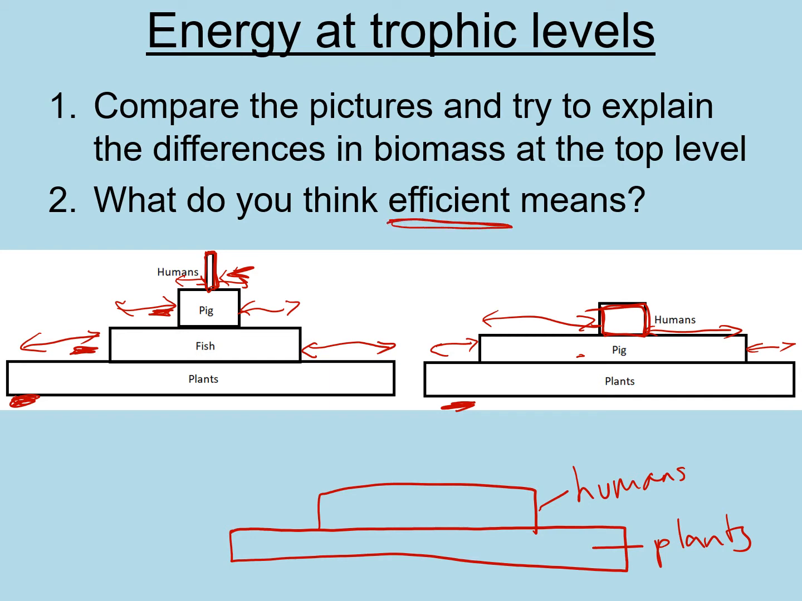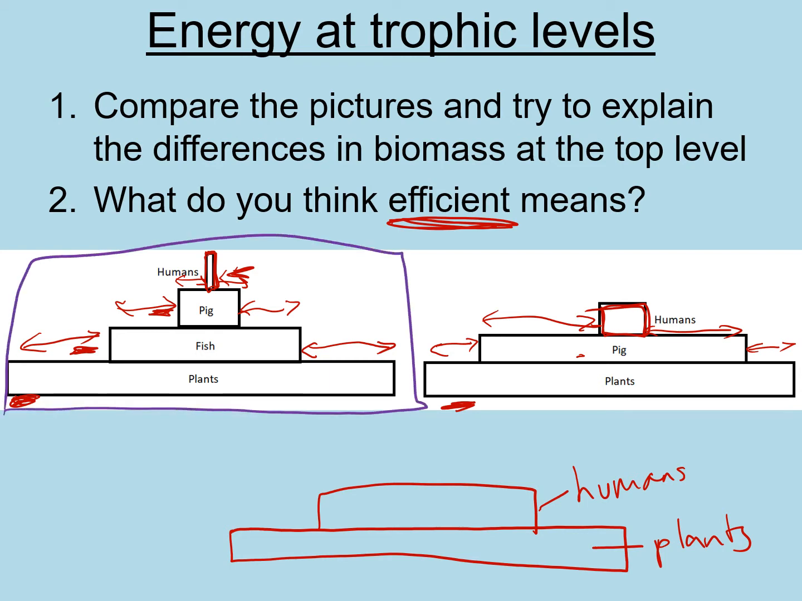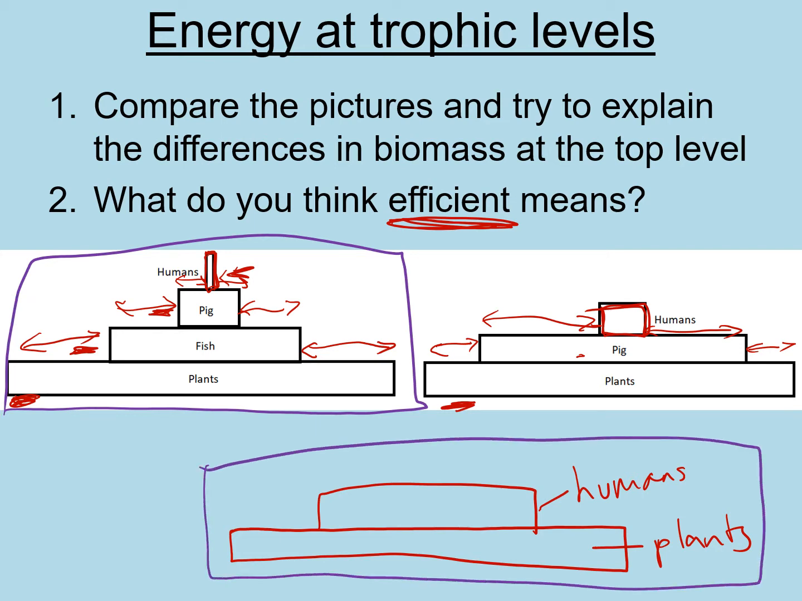So efficient means how much energy is conserved. We don't want to waste energy. Efficiency is to do with using energy in a useful way and not allowing energy to be wasted. So in this example here, on this food pyramid, energy is being wasted because there's a lot of levels involved, whereas this is the most efficient food pyramid. Okay, so one of the things we can do in order to make food production more efficient is have less trophic levels.